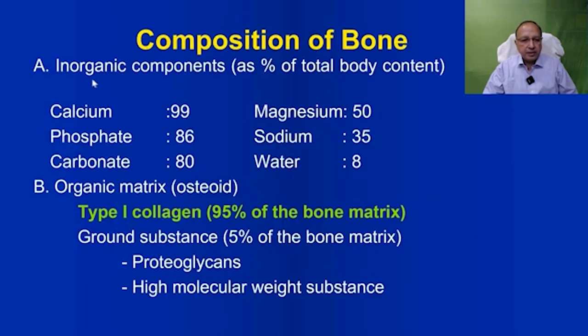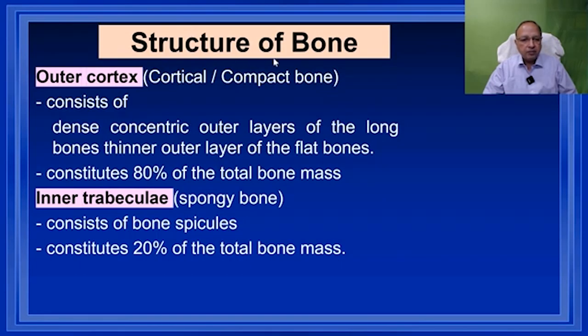The composition of the bone is that it is comprised mainly of inorganic compounds, which has calcium 99%, and phosphate 86%, and various other minerals are present. The organic matrix, which is called the osteoid, is primarily composed of type 1 collagen that forms nearly 95% of the bone matrix. And then there is ground substance that is roughly 5% of the bone matrix. This ground substance, the 5%, consists of proteoglycans and also high molecular weight substances.